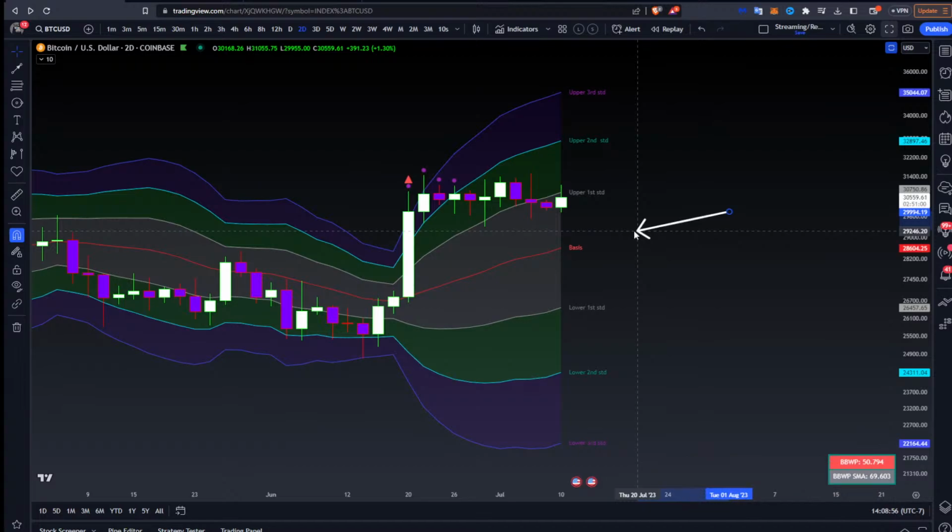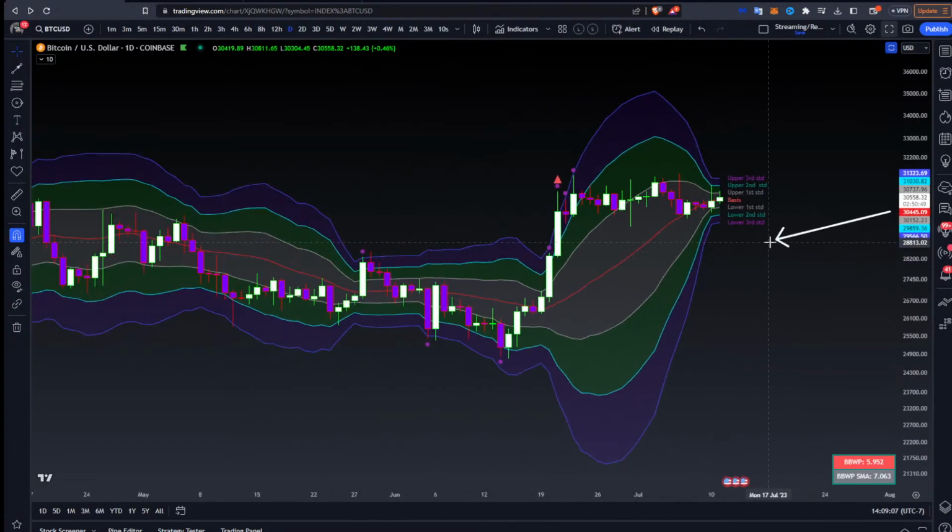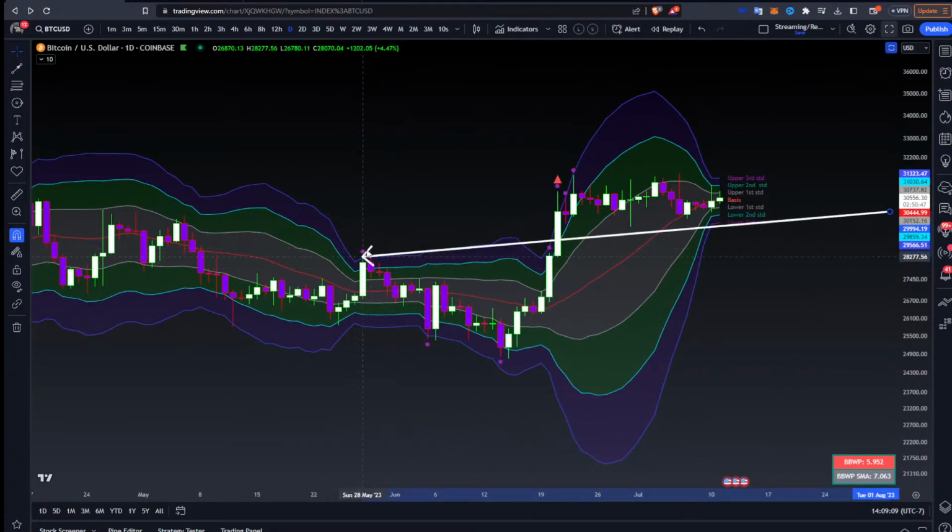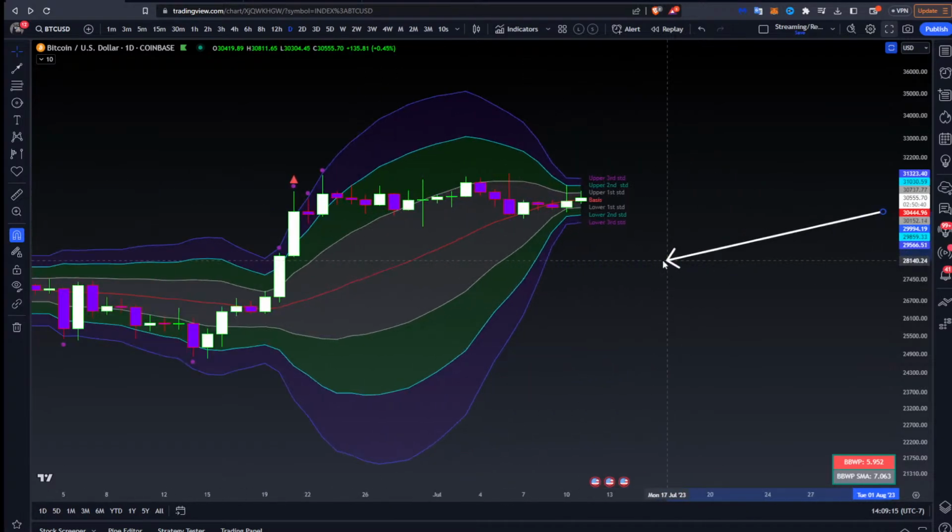That's also the basis band of the monthly. So this is a big area. It's also a daily high area, and that would be a big area of interest for myself. There's a daily high here at 28K. There's a weekly support as well.